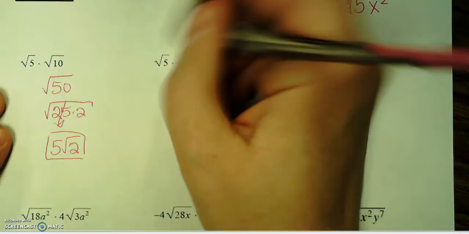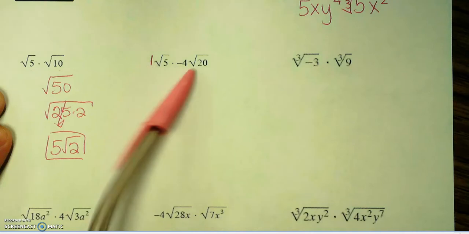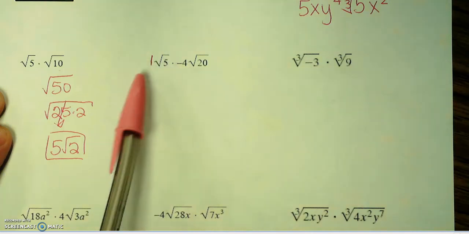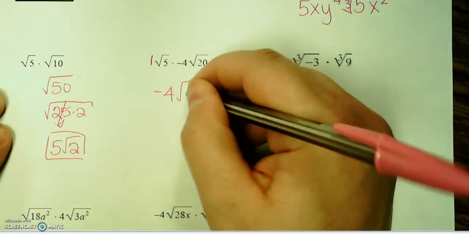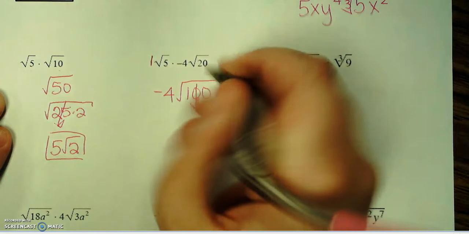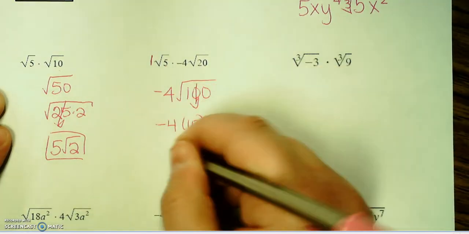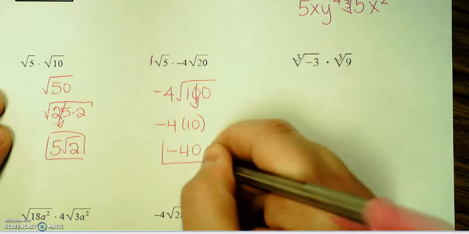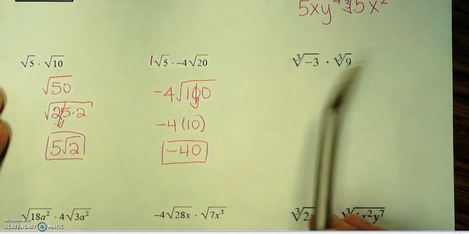This question, just think about this as having a 1 in front of it. I'm going to go ahead and multiply the numbers outside the radical together. 1 times negative 4 is negative 4. 5 times 20, that's actually 100. Now, this is a perfect square, so I have a negative 4 out in front, and I'm going to multiply that by 10. So I actually don't even have a radical left in the answer here. It's just negative 40.